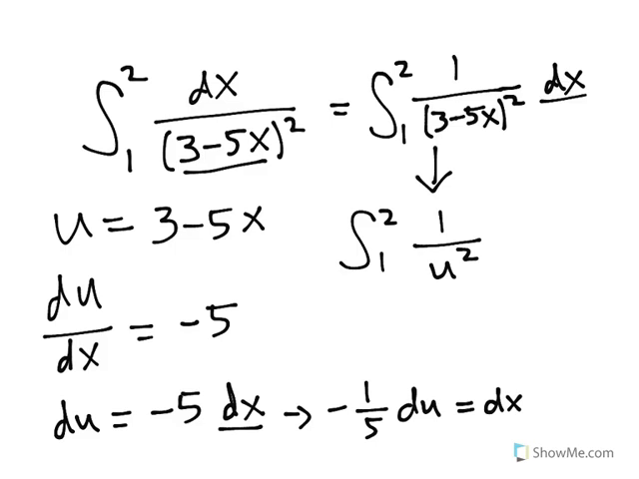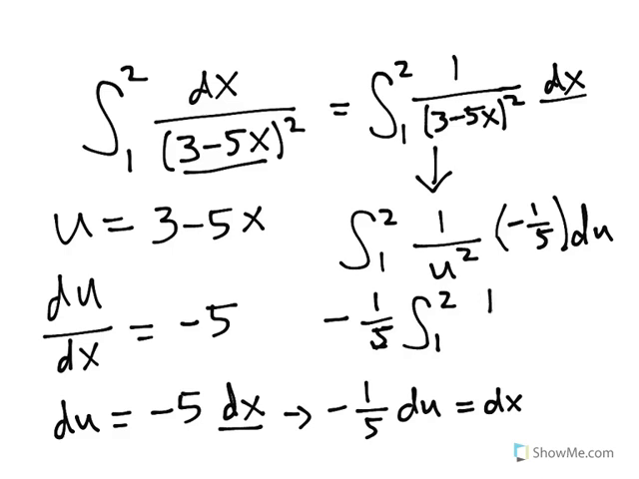So we are going to replace a dx with a negative 1/5 du. And again, just like in the last video, it doesn't really matter that 1/5, because you can just move that out front. In other words, this is negative 1/5 times the integral from 1 to 2 of 1 over u squared du.